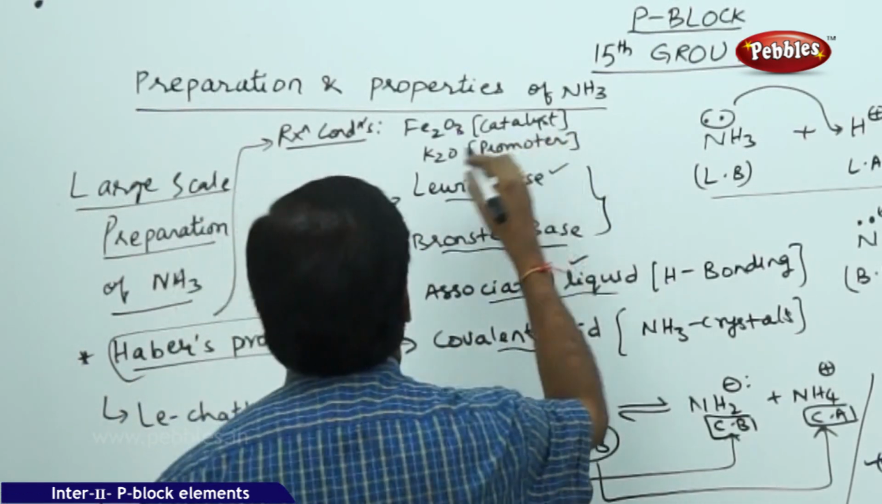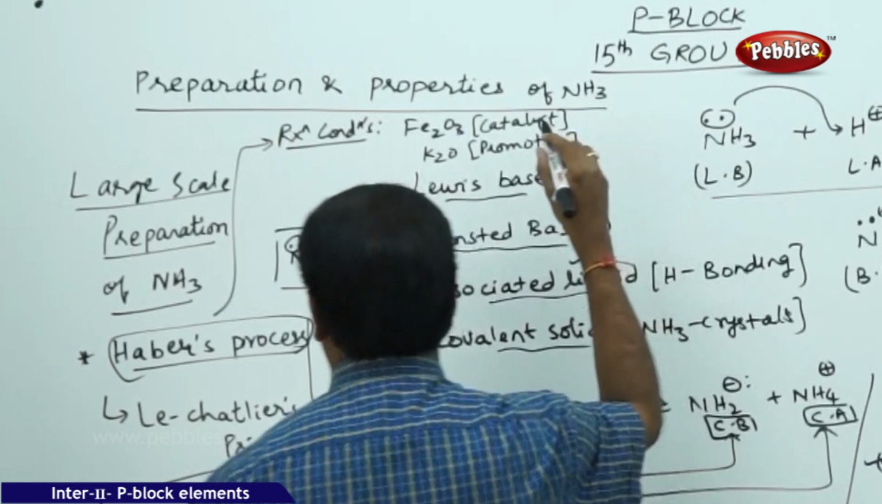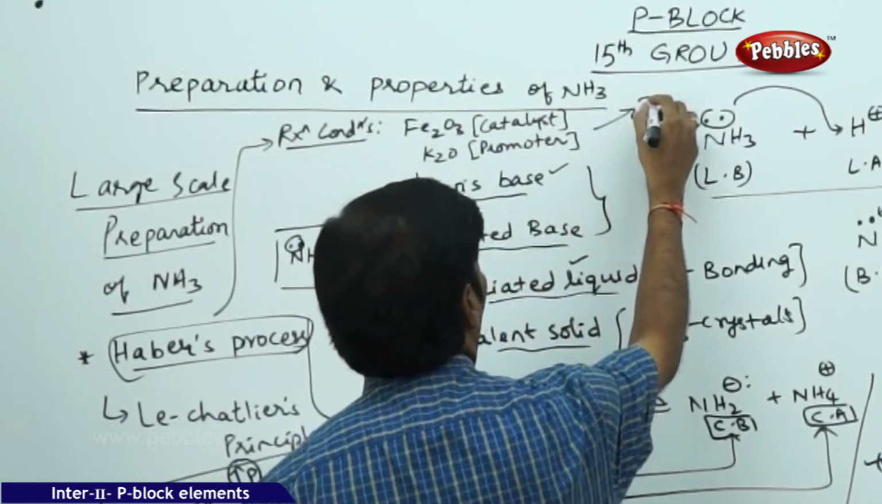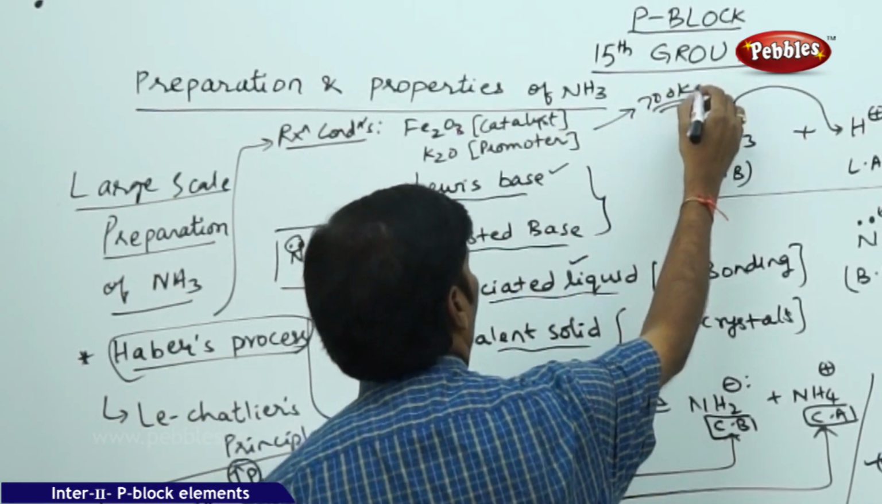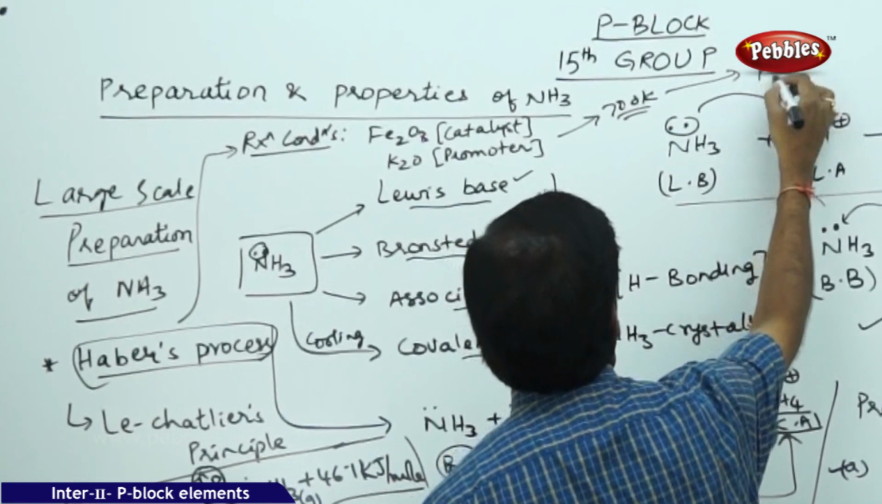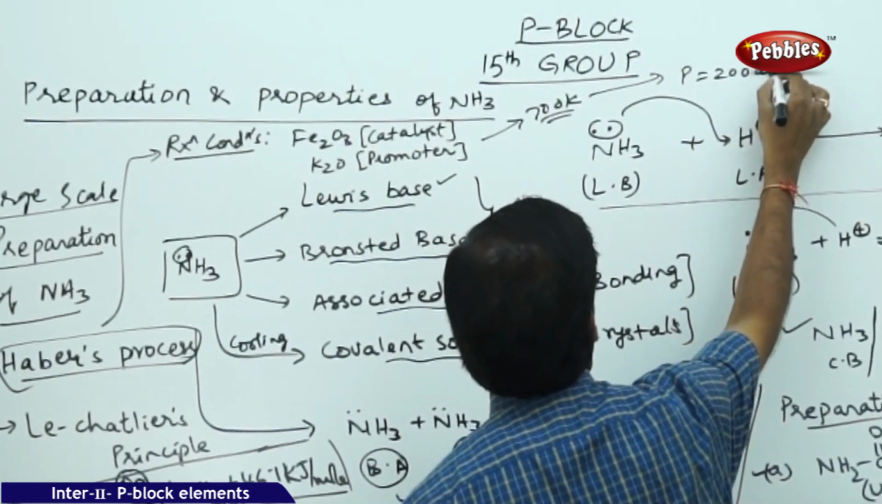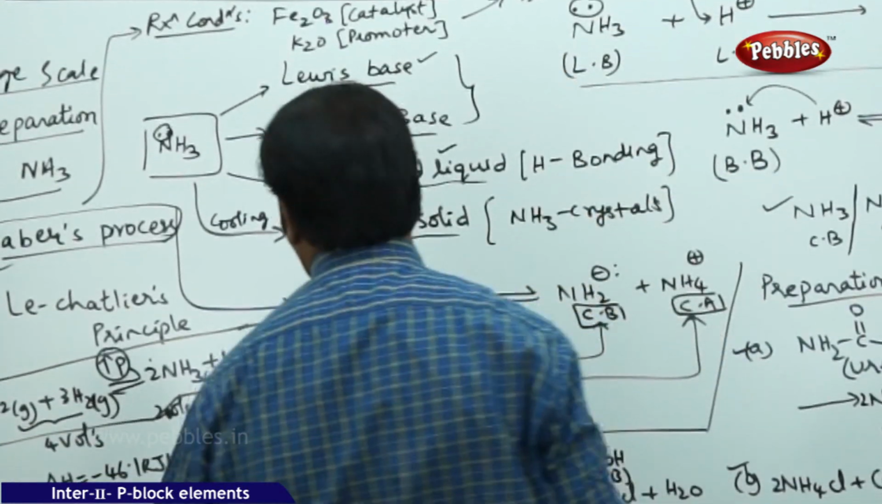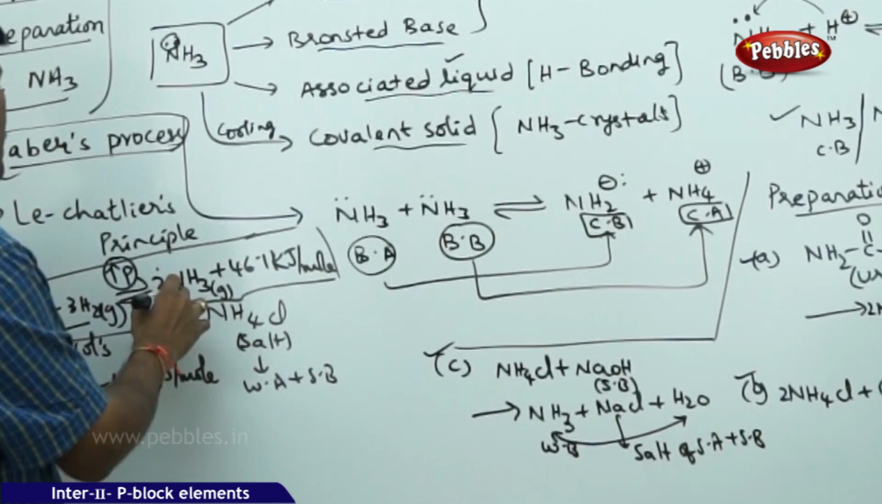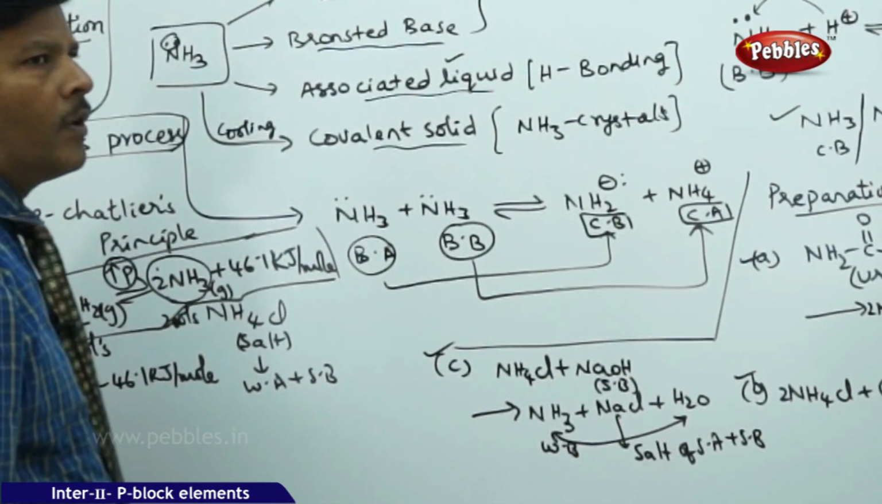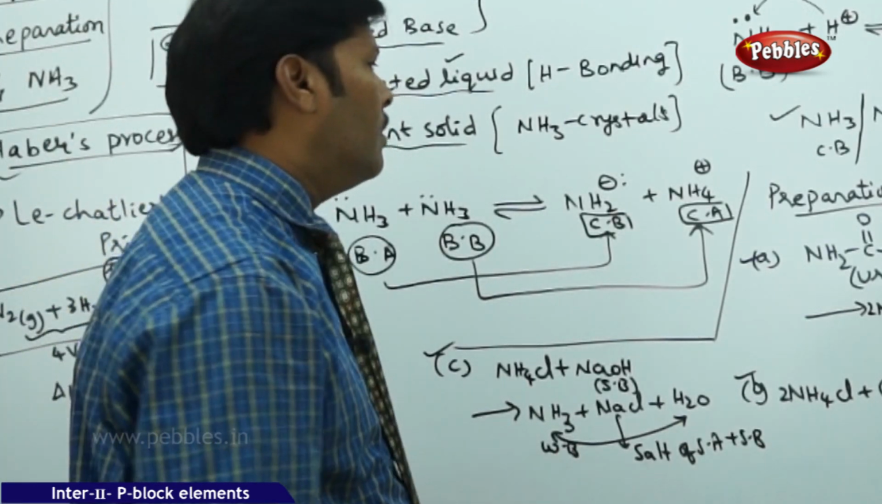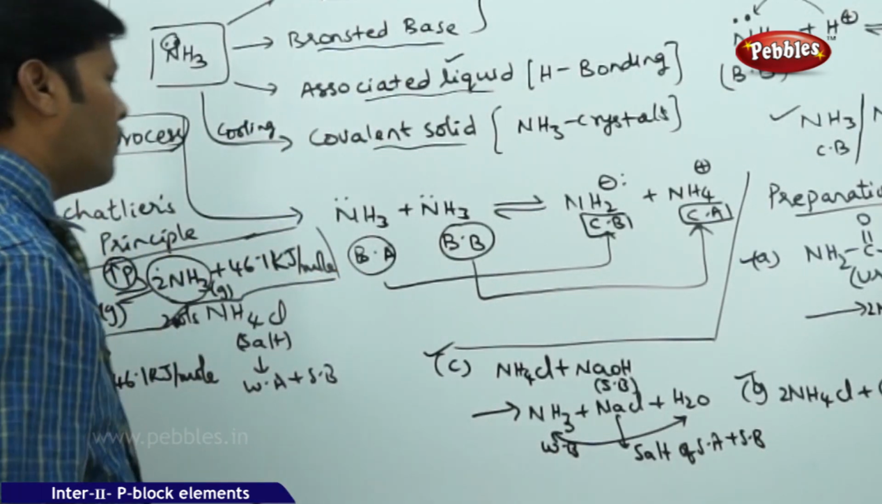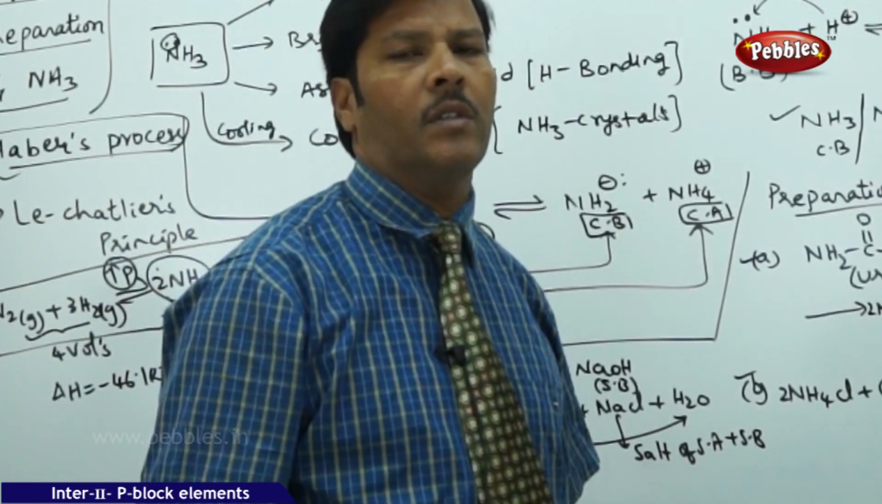The temperature is not less than 700 Kelvin. 700 Kelvin is the optimum temperature, and the optimum pressure of 200 atmospheres is maintained. Under these conditions, the yield of ammonia is quite significant, and this leads to the formation of ammonia through Haber's process. So this is the manufacturing method of ammonia through Haber's process.